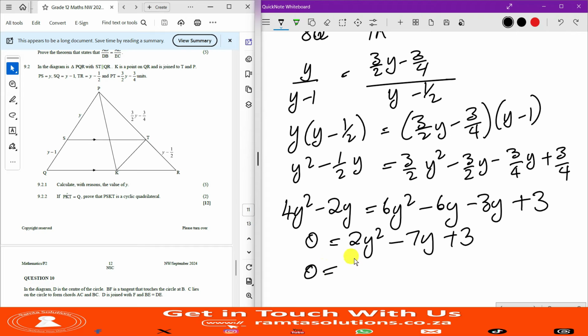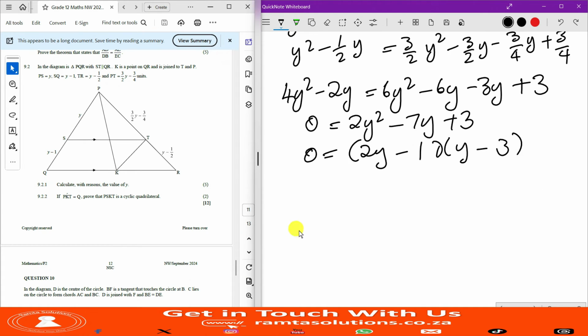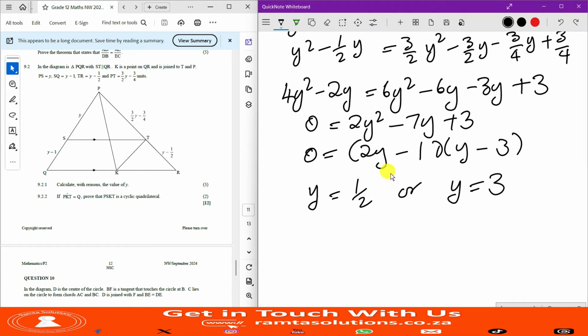Factorizing this, it will be 2y minus, leave a space, y minus, leave a space. It must be minus 1 minus 3. Right? Therefore, we can say y equals half or y equals 3. Either of them works, okay? So half units, which is 0.5 units, or 3 units. Each of them works. Cool.